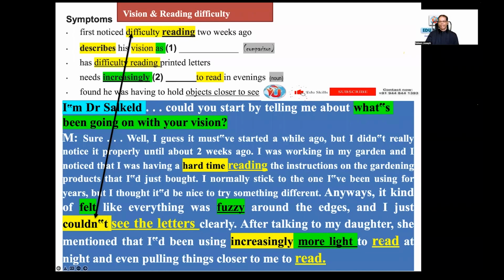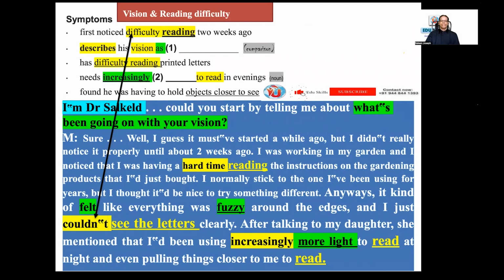Increasing more light to read at night. So again, difficulty in reading. That's being repeated. What is the main concept? As I told you, in all these subtests, you have to focus on the main focus or the concept of the paragraph or the audio or speaking or listening.